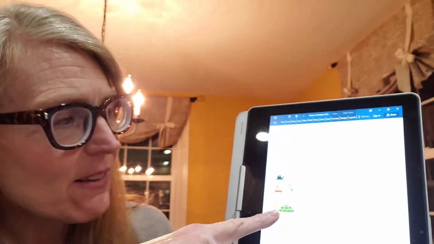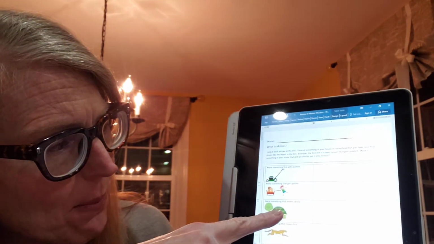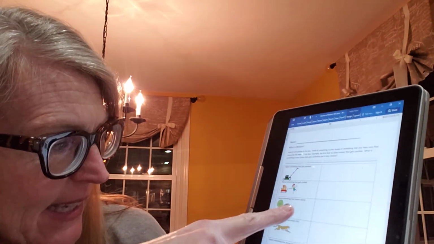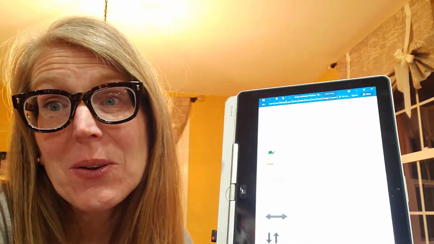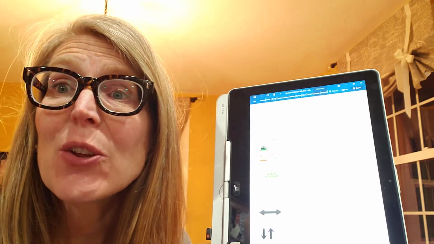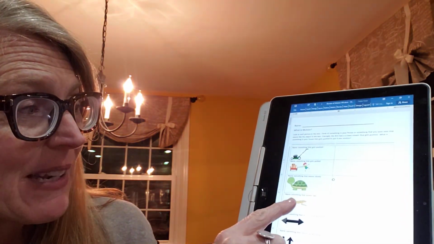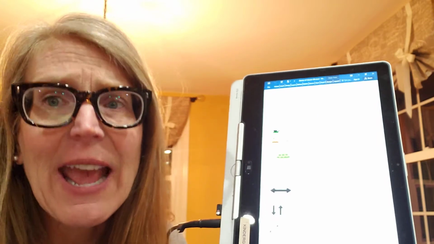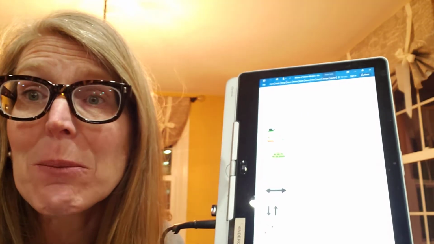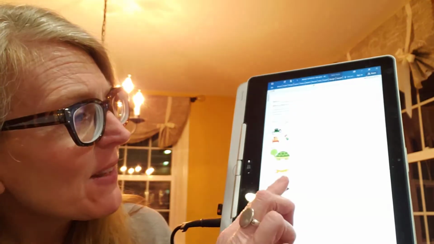The next one is name something that moves slowly around your house. Maybe look around, see if there's something that moves slowly around your house and draw a little picture of it. How about name something that moves fast around your house? Now for these ones, if you can't find something around your house, you can think of an animal that moves slowly and an animal that moves fast, okay? If you don't have those in your house.